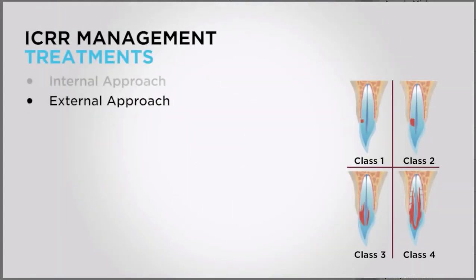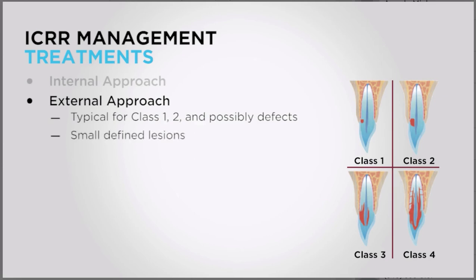There's also an external approach, which tends to be the most common approach for managing invasive cervical root resorption. We would do this on a class 1, 2, or maybe a class 3 defect. For those defects, they're smaller, defined lesions and easier to get to surgically. And typically speaking, they're more coronal to the alveolar bone and only a little bit more apical to the alveolar bone. And understand that after that external approach is done, some type of restoration needs to be placed in there.